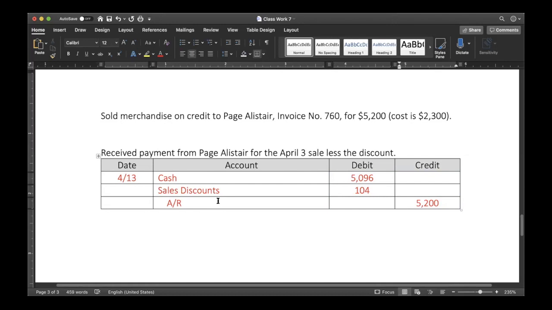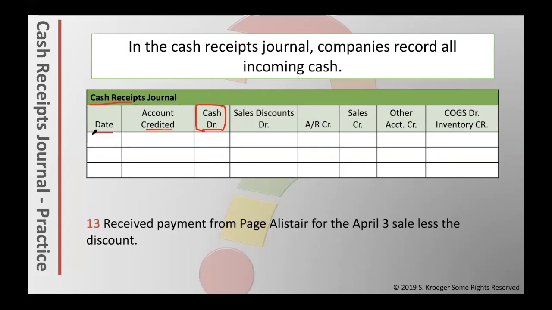What makes the special journals easier is that all of these accounts are listed at the top. We just have to make sure we're copying what this would be. We have to make sure there's a debit to cash, a debit to sales discount, and a credit to accounts receivable. Let's put in the date of April 13th. Then let's find the 3 accounts at the top. Cash debit, sales discount gets a debit as well, and lastly, accounts receivable was the credit.